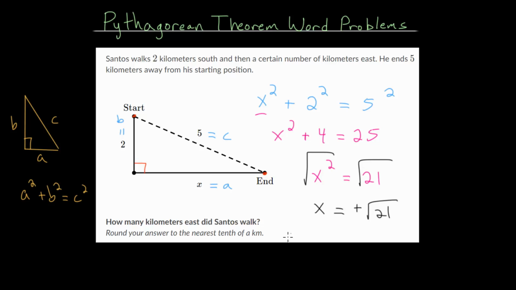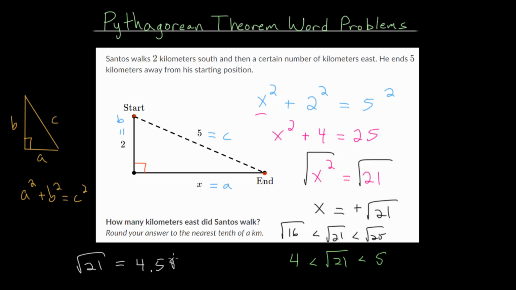since 21 is not a perfect square. In fact, the square root of 21 is between the square root of 16 and the square root of 25. And we know the square root of 16 is just 4, and the square root of 25 is 5. So the square root of 21 is actually an irrational number. So we'll have to use a calculator to round this number. And once you plug this into your calculator, you can see that the square root of 21 is equal to 4.58257, and it's going to go on forever.